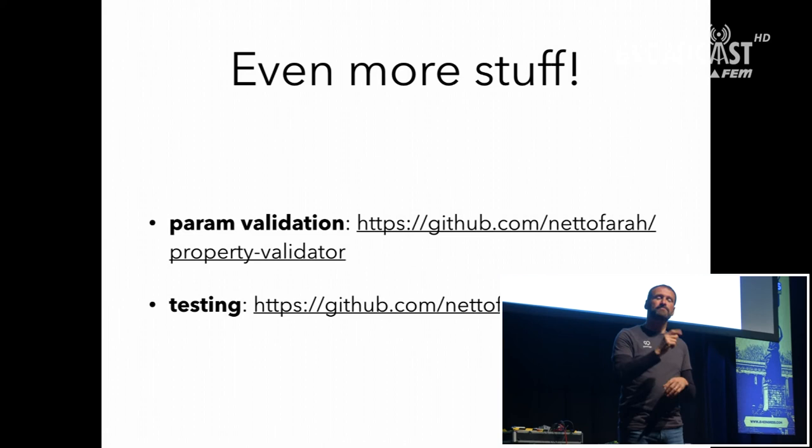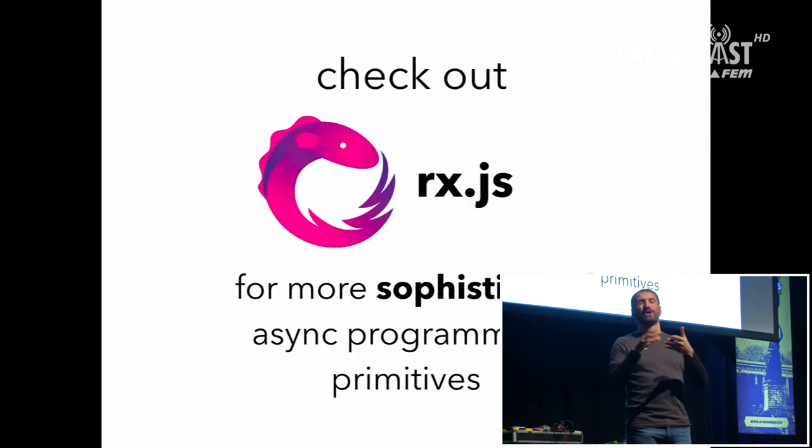Building a BFF is not just building clients that can connect to different services. There are also things like param validation that we build libraries for, and I would recommend checking out this library I wrote. There was also testing different endpoints, still banking on new technology with JavaScript. And if you want to build more sophisticated async programming, if promises are not enough for you, you can always go a step forward and try things like RxJS. I'm excited because there's a talk about RxJS right after mine with Yuri, so I recommend watching that talk too.